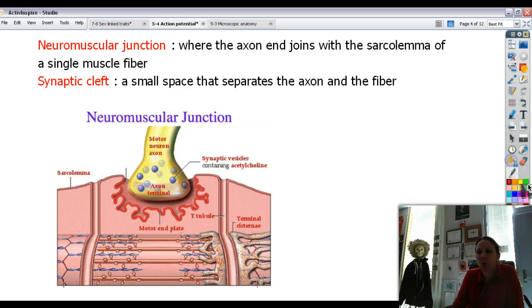That space in between where they don't touch is called the synaptic cleft. So all this space in here is called the synaptic cleft, and that's where the business end of the axon and the muscle tend to do their job.